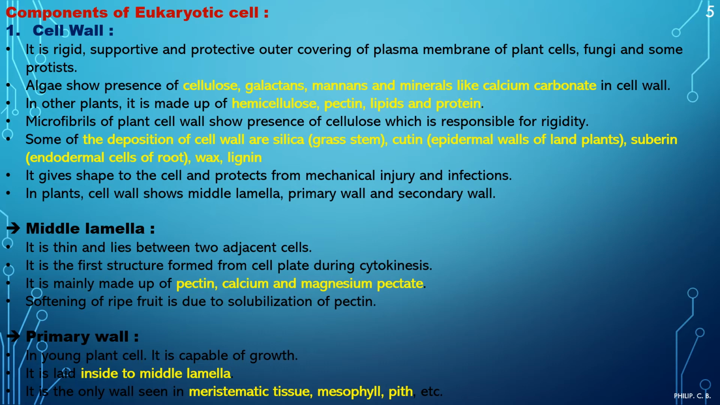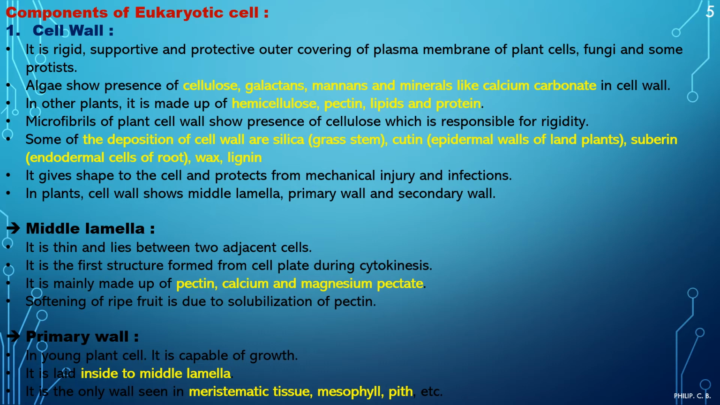Algae show the presence of cellulose, galactans, mannans and minerals like calcium carbonate in the cell wall. In other plants, it is made up of hemicellulose, pectin, lipids and proteins.